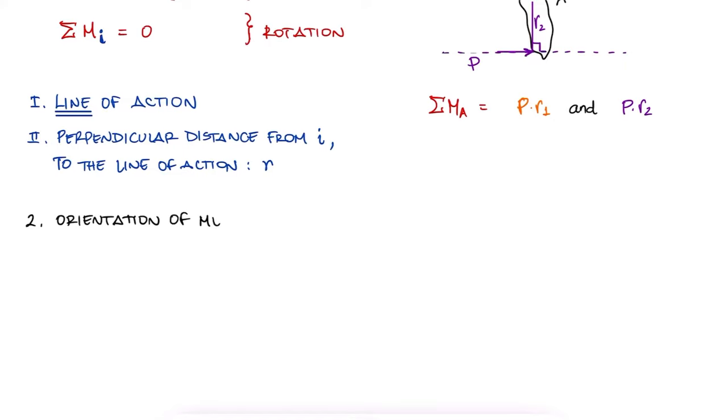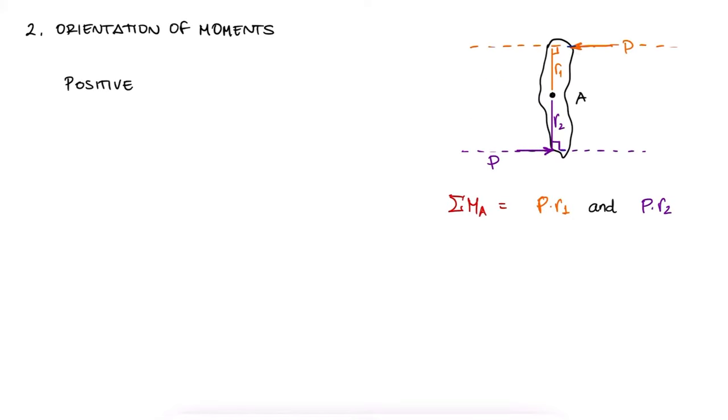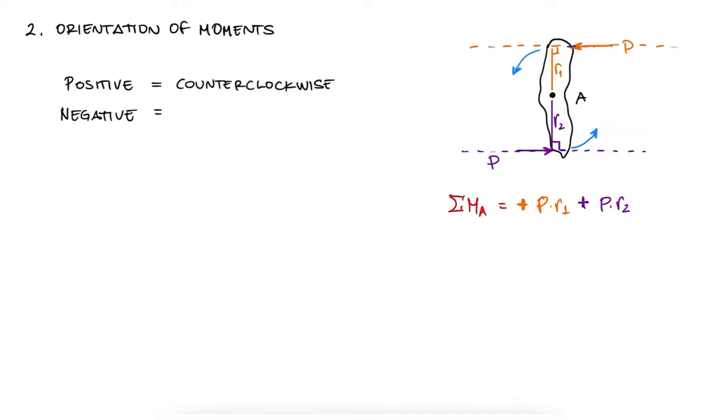The direction of a moment will be considered positive if the rotation caused by a single force would cause the body to rotate counterclockwise. Notice that in this case, both loads P, orange and purple, are trying to make the body rotate counterclockwise. In this case, we can say that both loads are generating positive moments. The direction of the moment will be considered negative if the rotation caused by that force would cause the body to rotate clockwise. This convention results from the use of the right-hand rule.